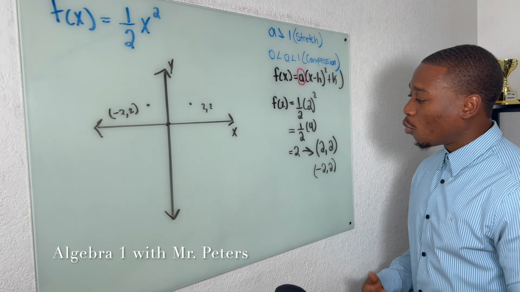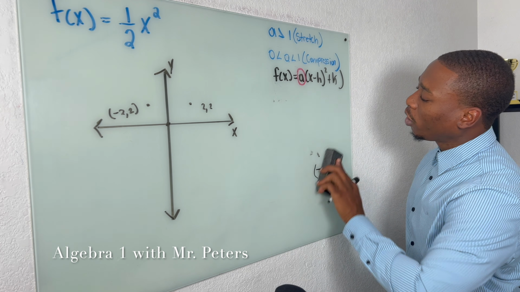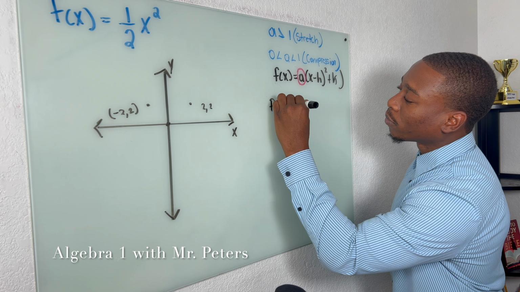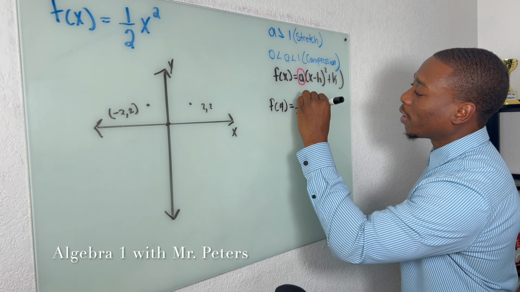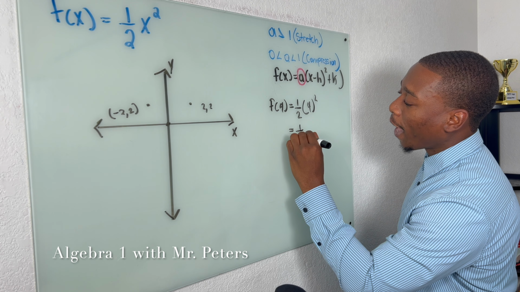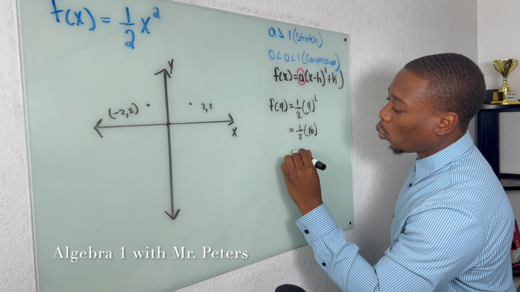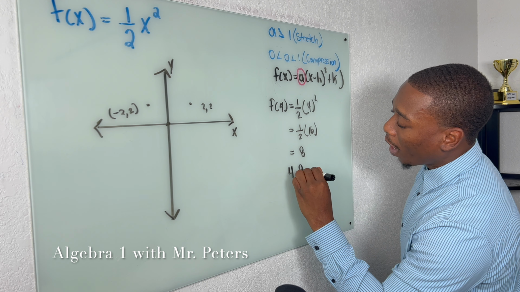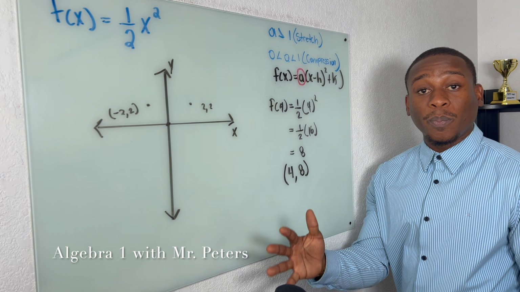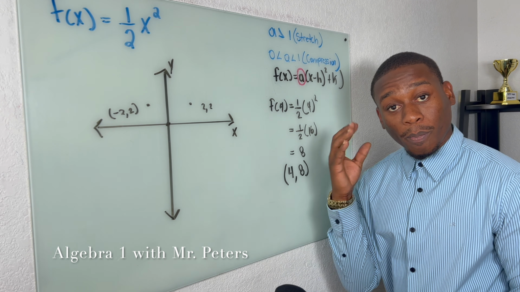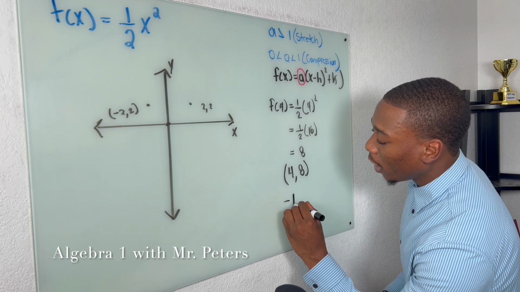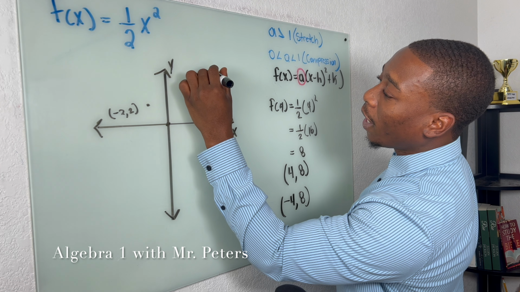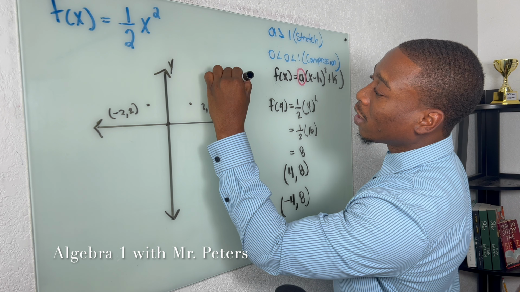And now we're going to get one more point. So in our last point now, we're going to pick 4. So when we plug in 4 for x, this is what we're going to get. After we square it, we're going to get half of 16, which is 8. So I know when x is equal to 4, my y value is equal to 8. And remember, on the opposite side of the axis of symmetry, there's another point that is identical, meaning negative 4 comma 8.